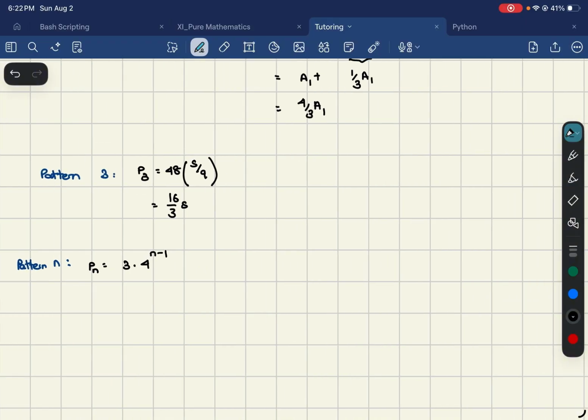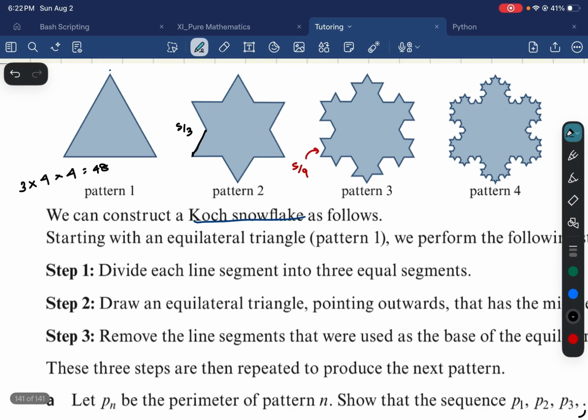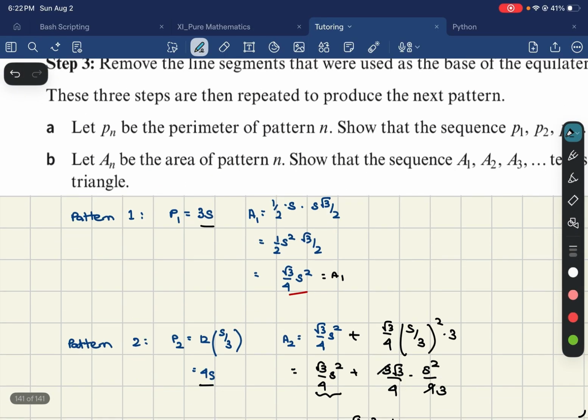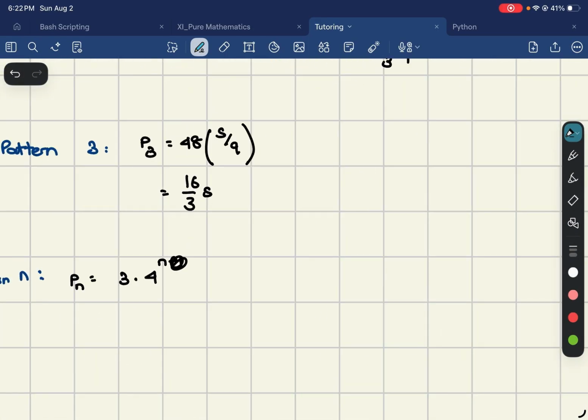Why is it going to have to be n minus 1? Let's think about it. For pattern 1, n is the pattern, right? So for pattern 1, we had 3. If it's just n here, then 4 times 3 is going to evaluate to 12. But we know that in our original triangle, we did not have 12 sides. We had only 3 sides. So it has to be n minus 1. If you put 1 here, this simplifies to 1, so you only have 3 sides. If you put 2 here, everything's going to simplify to 12, and you know that in your second triangle you had 12 sides, right?